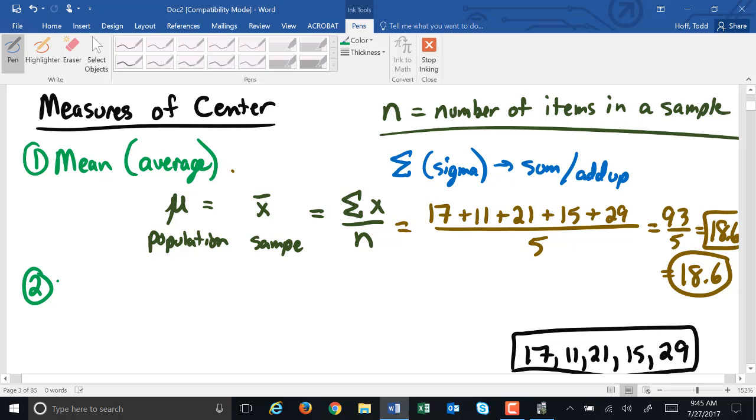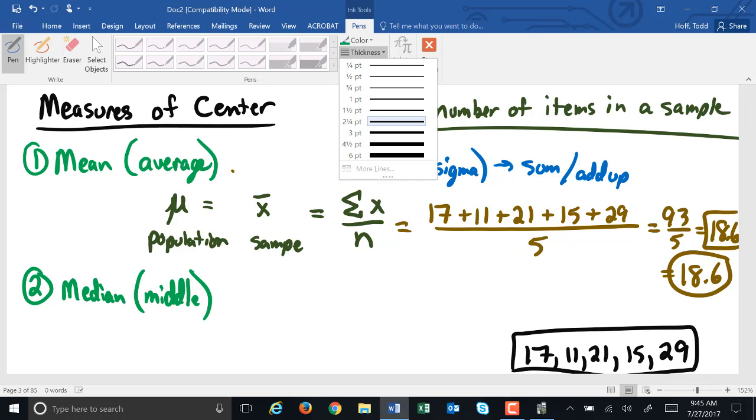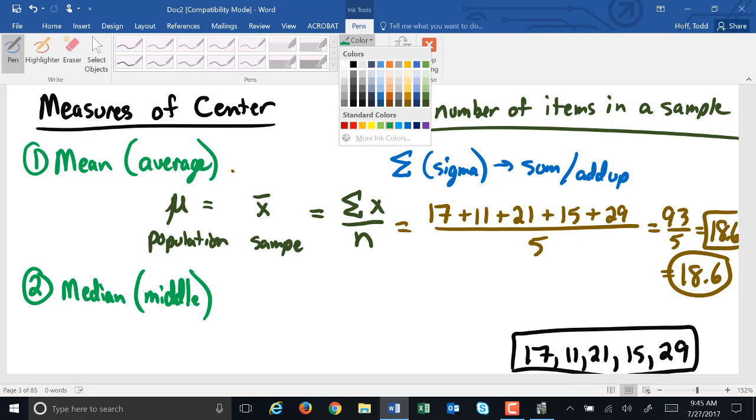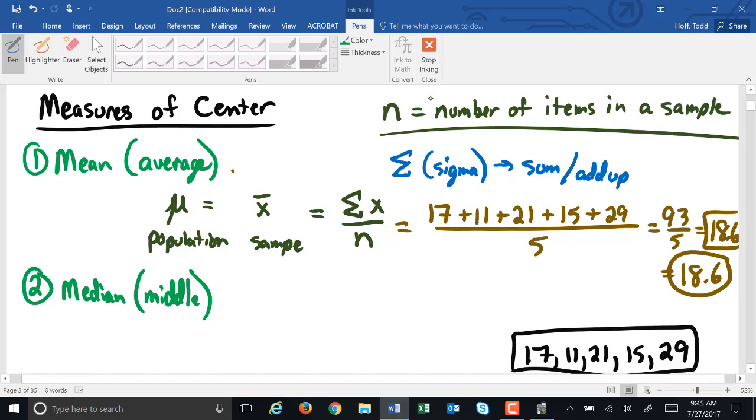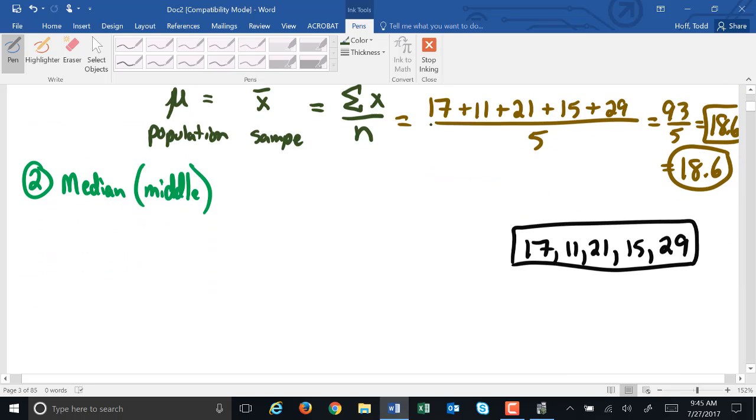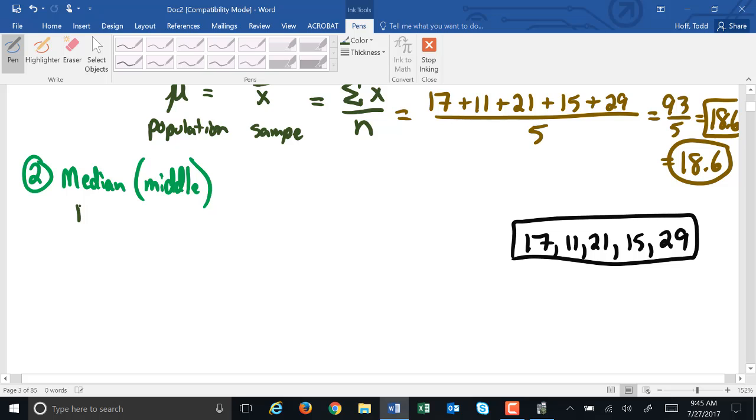The second measure of center is something called the median. The median is literally the middle number in a set. To find the median, there's actually a couple of steps you've got to go through. Step 1 is find the position of the median.